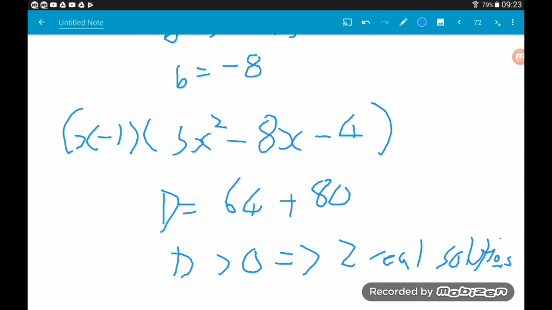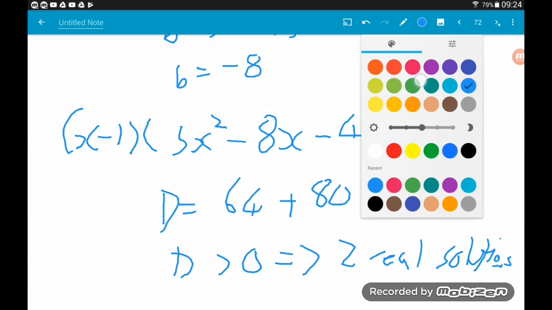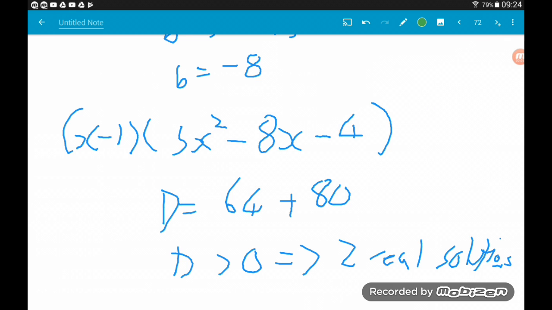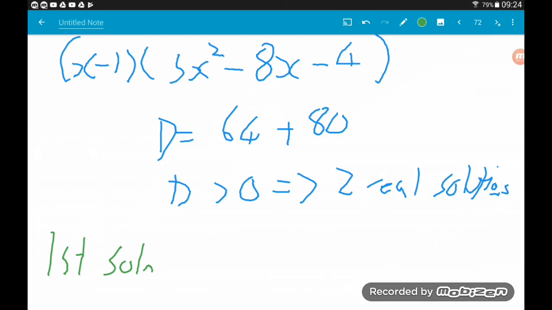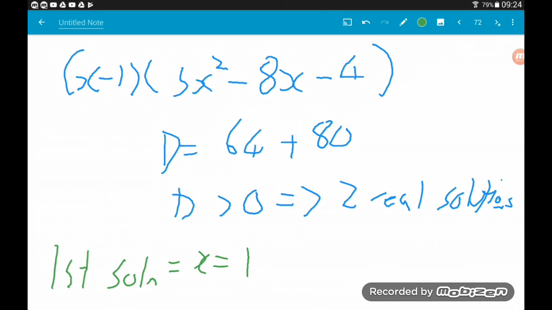So we now need to solve them. Good time. Okay, so up to here we do already know one solution, which comes from our x minus 1 factor. So the first solution is x equals 1. Good times. So now to find the other two, we need to solve 5x squared minus 8x minus 4 is equal to 0.